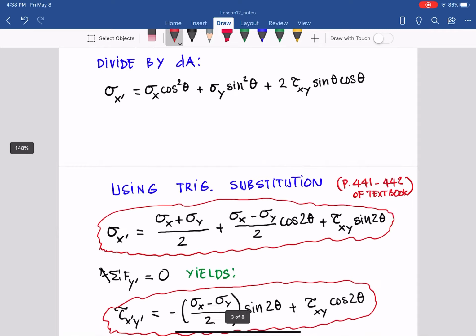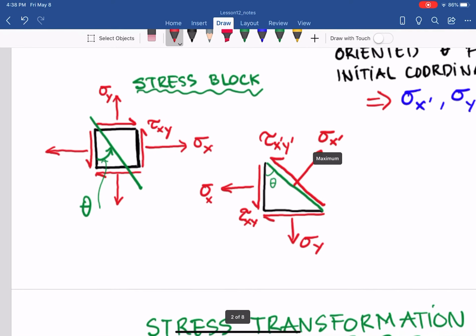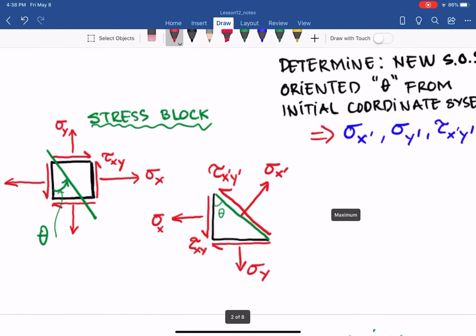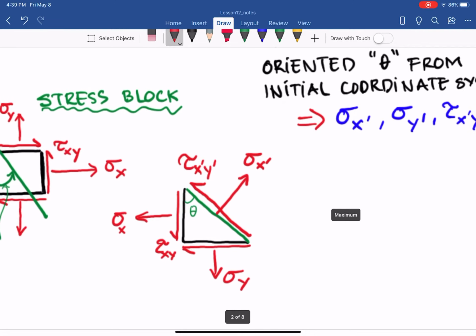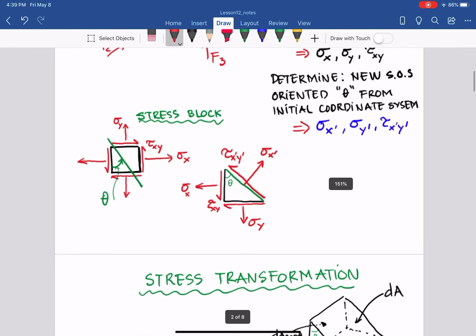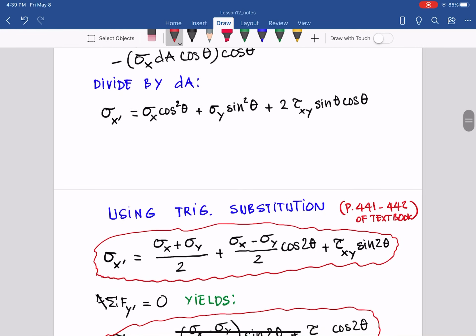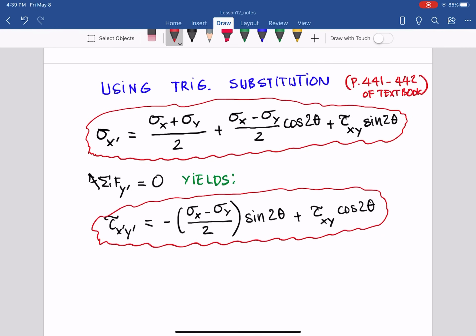So with those two equations, as you can see here, go back to this plot. If I know sigma x, sigma y, and tau xy, which are given, we can find sigma x apostrophe and tau x apostrophe y apostrophe with the angle theta and the normal stress and shear stress of the x and y as you have in this equation. So it is very important to understand this one.